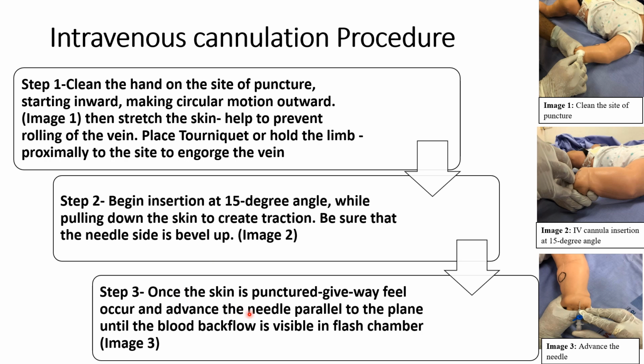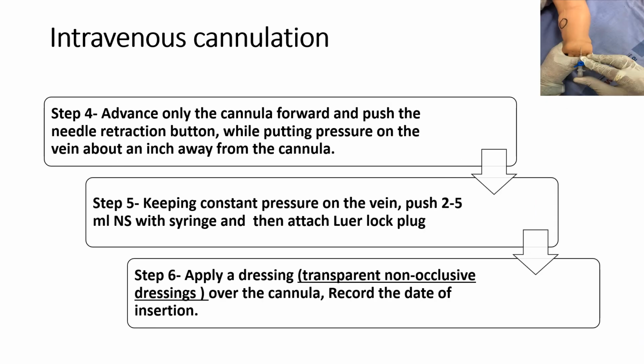Once the skin is punctured, you will have a giving way feeling and the blood flow will be visible in the flash chamber. Then advance the cannula forward and slightly retract the needle. Then keep constant pressure over the vein. Also check the patency of the cannula by pushing 2 to 5 ml of normal saline with the syringe. Then attach the lock plug. Then do the dressing and record the date of insertion.